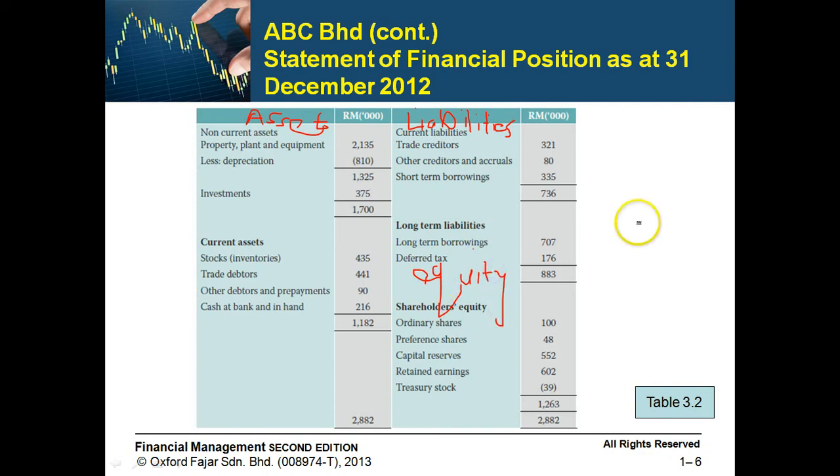I don't teach you how to construct it because I believe that you know how to construct. The important thing is you need to know the items inside the asset. As you can see now, we have non-current asset. Give me an example, class. Plant equipment, office furniture, fixtures and fittings, vehicles, lands, building. All are considered as non-current asset, and these are current asset: stocks, inventories, trade debtors, also known as account receivables, other debtors, prepayment, and cash at bank and in hand. All this is current asset.